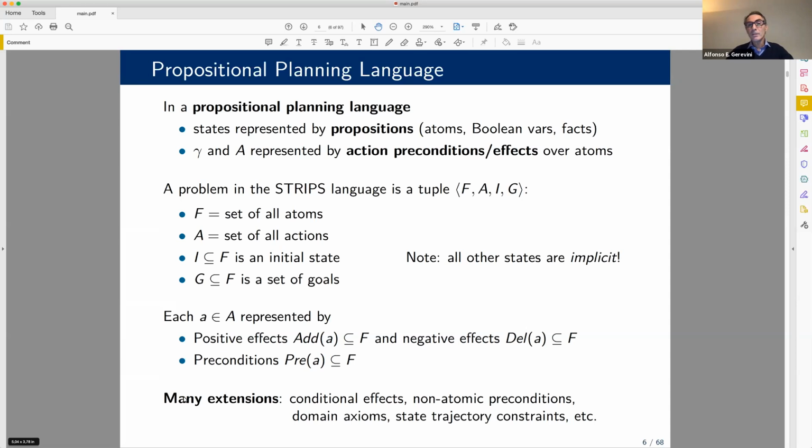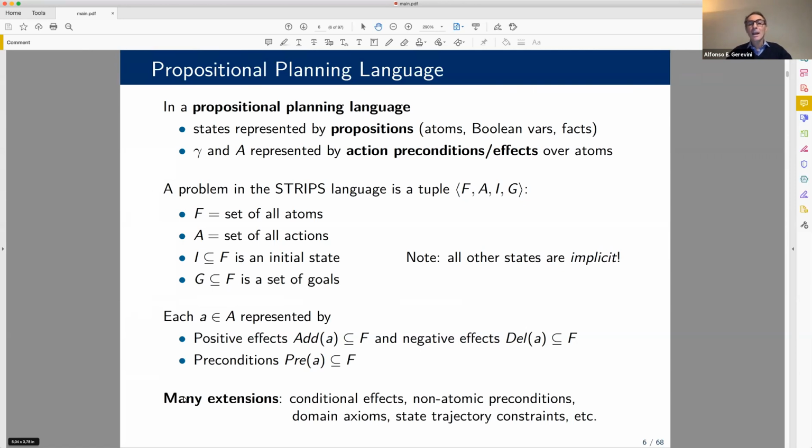Probably the first language that has been developed in the literature is STRIPS, which stands for Stanford Research Institute Planning System. It was developed at Stanford, at SRI, I think. A problem in the STRIPS language is a tuple where F is a set of all possible atoms that can be expressed in the problem, and A is a set of actions.